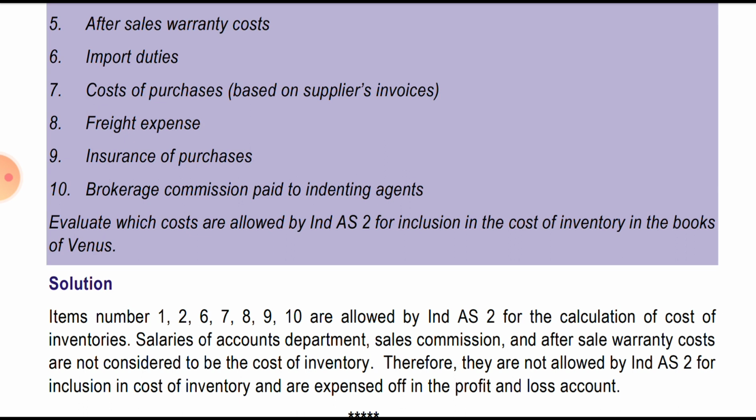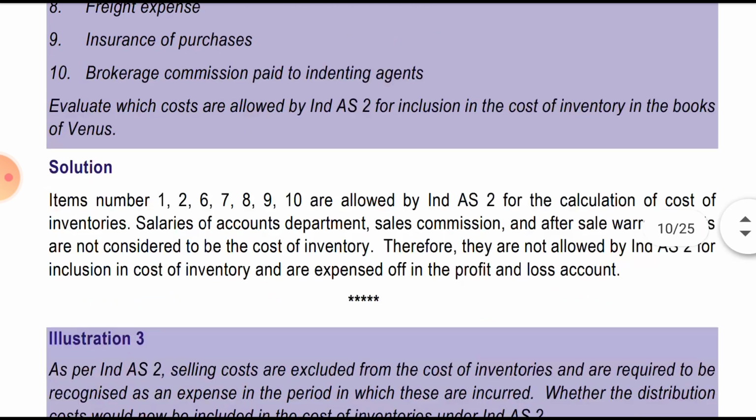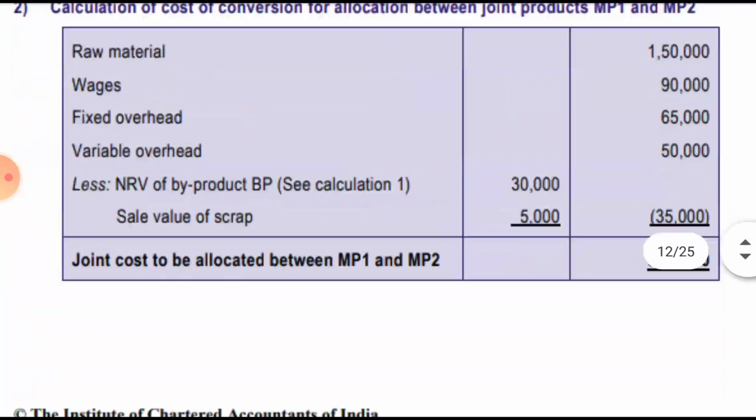Evaluate which of the costs are to be allowed as per Ind AS 2 for inclusion in the cost of the inventory in the books of accounts of Venus. So we are done with this. Then we'll solve illustration 6.